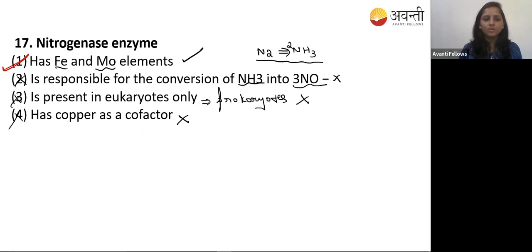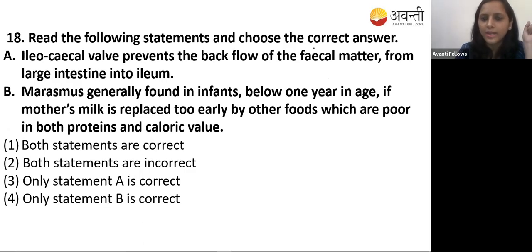Okay. Fine, guys. So let us go to the next question. Read the following statements and choose the correct answer. Here two statements are given, so you have to select which one is correct. Statement A: the ileocecal valve prevents the backflow of the fecal matter from the large intestine into the ileum.